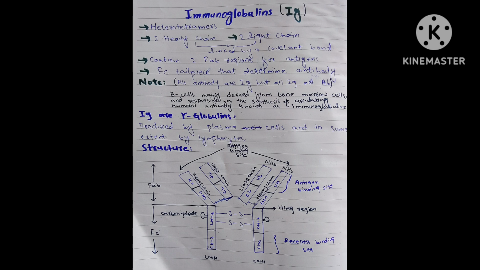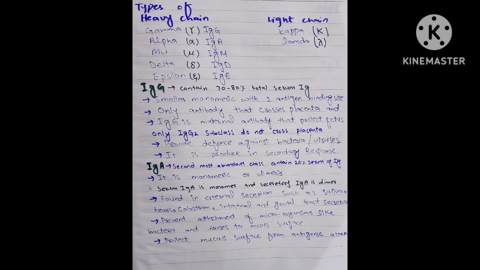which contains both carbohydrates and amino acids. Further, we move to the types of immunoglobulins, which are defined by heavy chains and light chains. Heavy chains define 5 types of immunoglobulins, and light chains contain 2 types. Light chains are kappa and lambda, and heavy chains are gamma, alpha, mu, delta, and epsilon, giving IgG, IgA, IgM, IgD, and IgE.